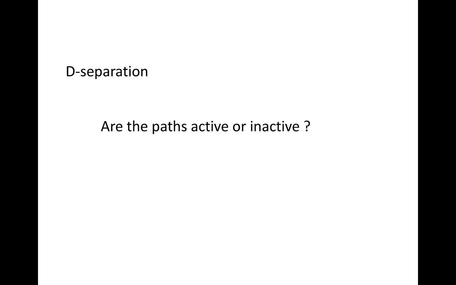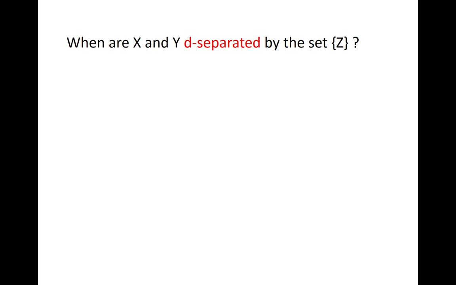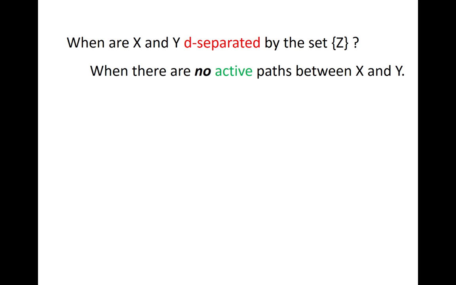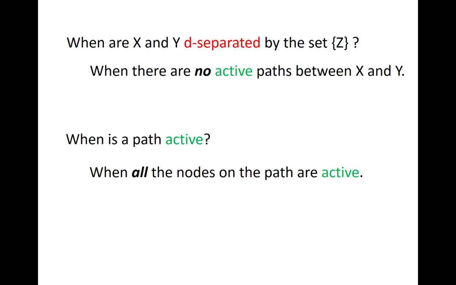In this section, we put things together and present d-separation. As we are presenting it, we can get to d-separation by categorizing paths as active or inactive, which in turn we can do by categorizing the nodes on the path as active or inactive. When are x and y d-separated by z? When there are no active paths between x and y. When is a path active? When all the nodes on the path are active.